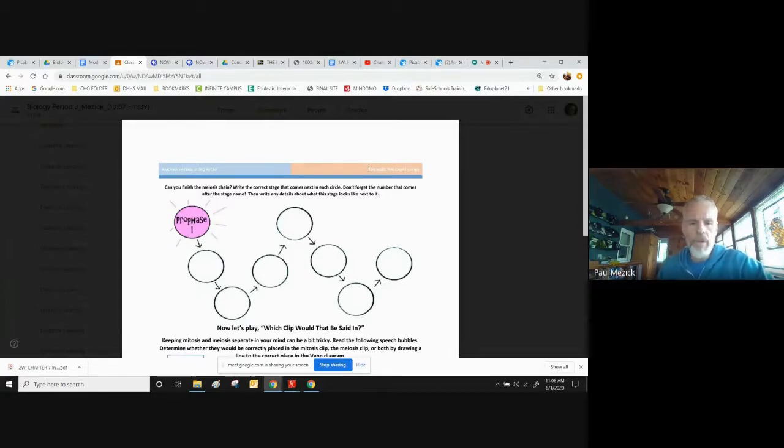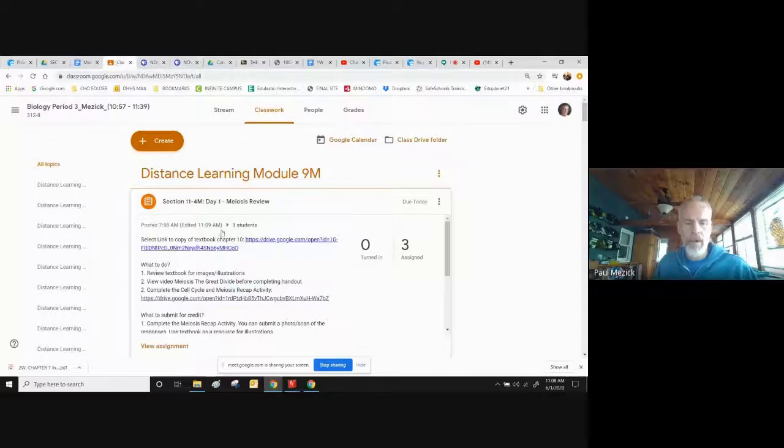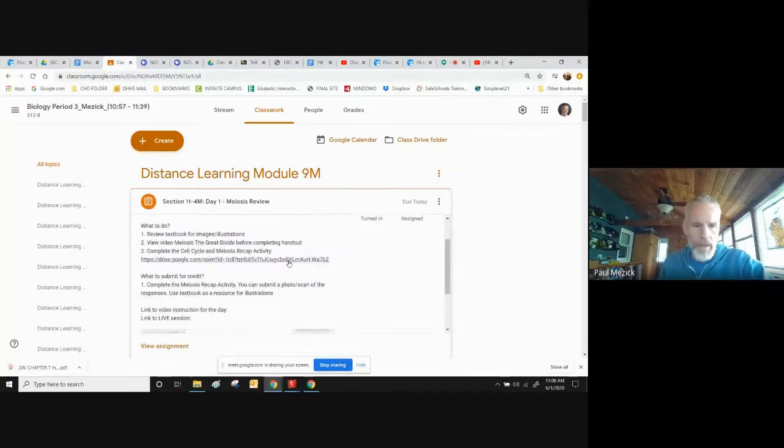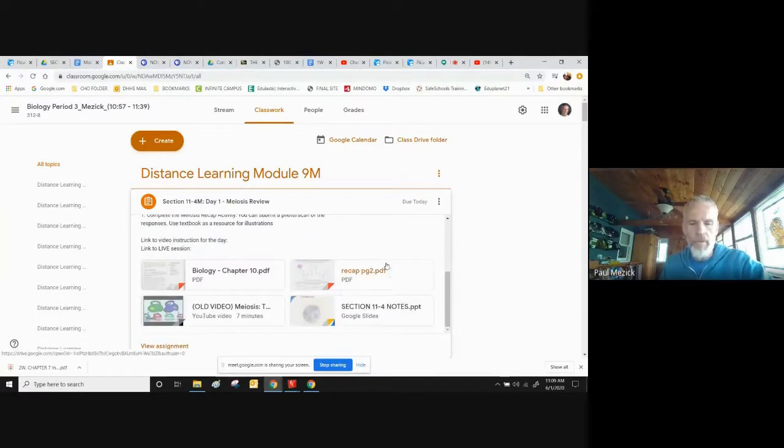Why don't I do this? Why don't I just stop sharing for a moment? Okay, so what I did now is I added an additional instruction. I misnumbered, but that's okay. Do the video meiosis, the great divide, before completing the handout. I really think that is probably going to be the most beneficial to you. So if we watch just briefly.